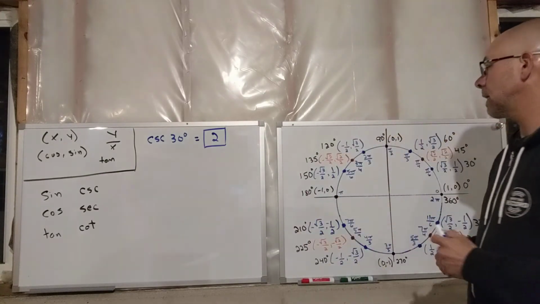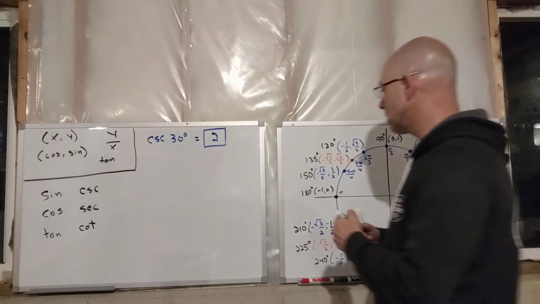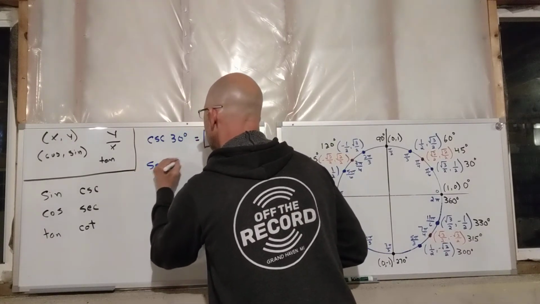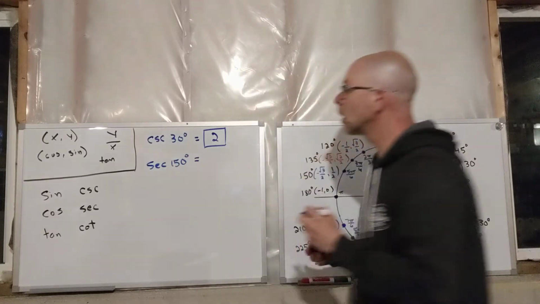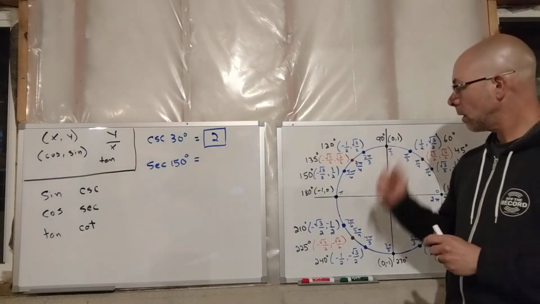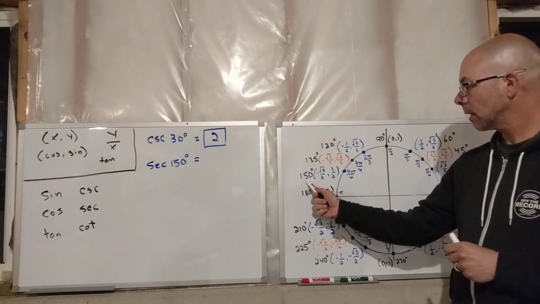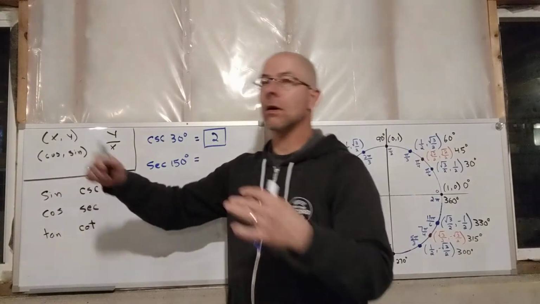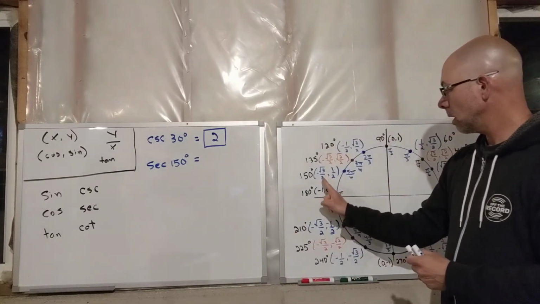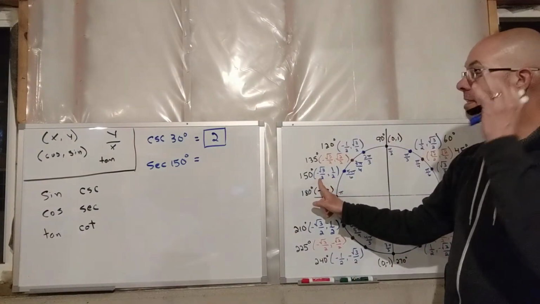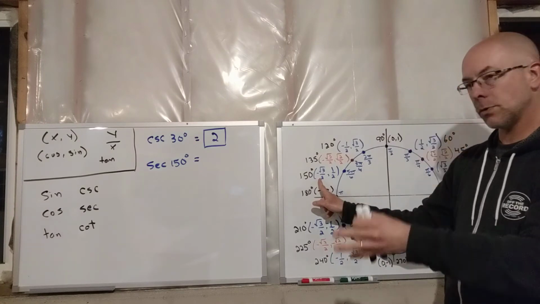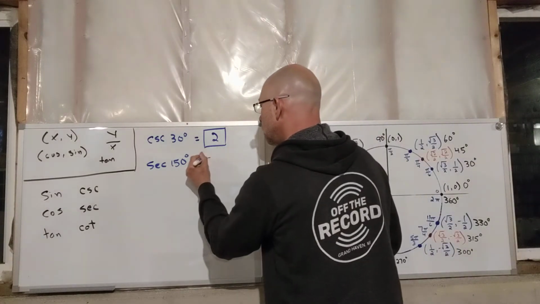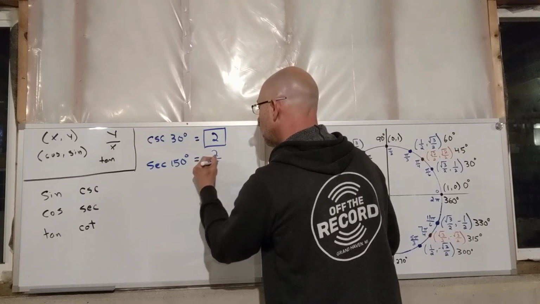If I was to ask something else, like, what is the secant of 150 degrees? Well, 150 degrees right there. Secant. If I just kind of look at my chart over here, secant goes with cosine, cosine goes with x. It's the reciprocal of x. Secant's the reciprocal of cosine, the reciprocal of the x. So that would be negative 2 over the square root of 3.